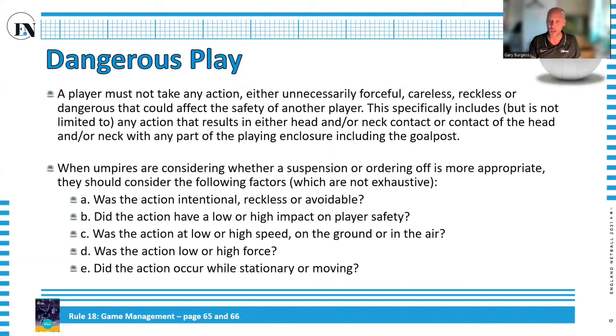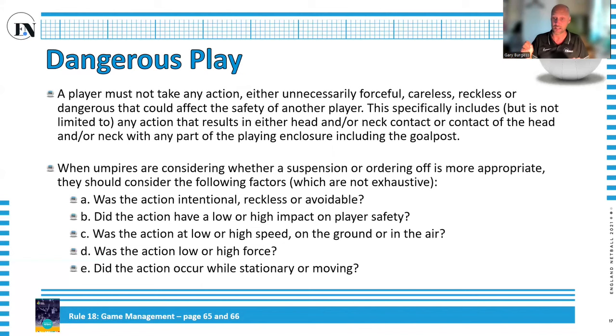It would be very easy to suspend the person that was in front, but they didn't know that player was there. They had eyes for the ball. So they didn't know, therefore, in that example, a warning may be more applicable. But actually, if they sight the player, they think, I can get that, they go to get it, they don't get it, and they take the player's head off, then again, you're probably going towards order off. Did it have high or low impact?